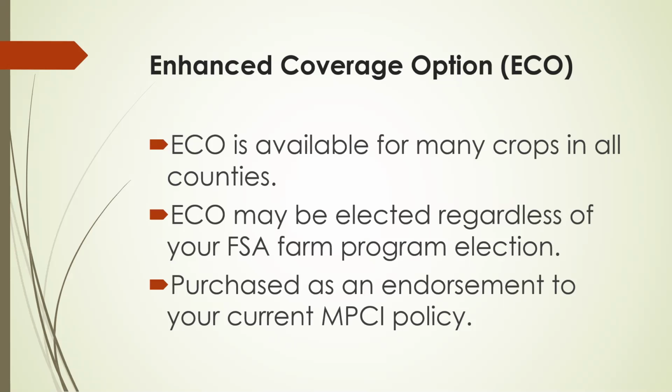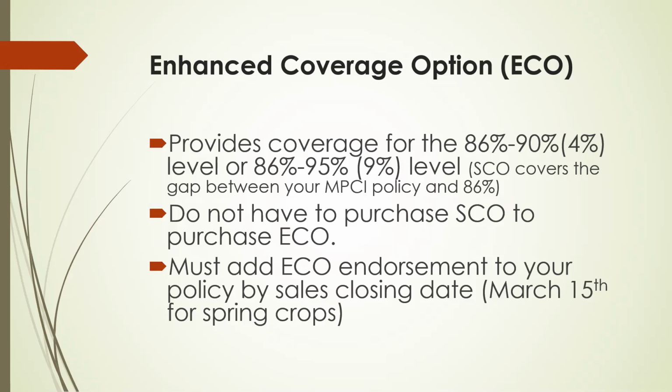ECO is available for many crops in all counties. ECO may be elected regardless of your FSA farm program election. It is purchased as an endorsement to your current multi-peril policy. It provides coverage for the 86 to 90% level, which is 4%, or 86 to 95% level, which is 9%. The SCO covers the gap between your multi-peril policy and the 86%. You do not have to purchase SCO to purchase ECO.